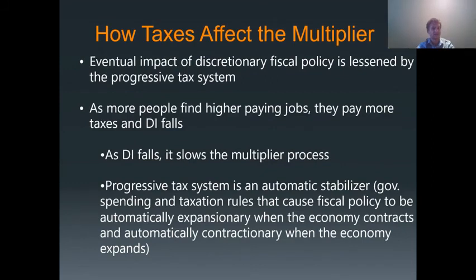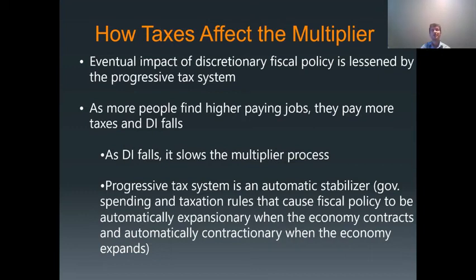How do taxes affect this multiplier? And this is going to be a little bit tricky because the impact of discretionary fiscal policy, and by that I mean an attempt to manage the economy through fiscal policy, is lessened by our progressive tax system. In other words, as you make more money, you will be taxed at a higher rate. So what this means is as people find higher paying jobs, they're going to be actually taxed more, which will therefore actually cause their disposable income to fall. This is going to slow the multiplier process.